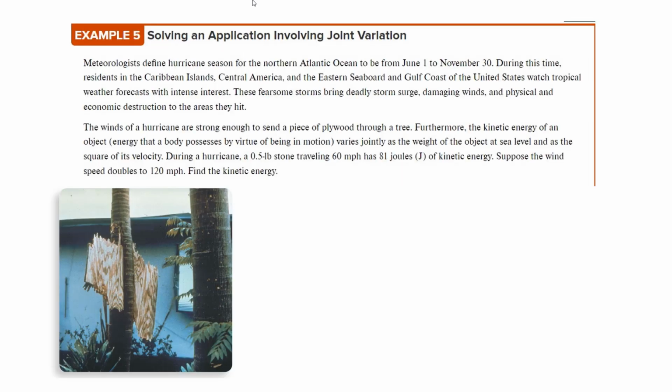So be careful. Solving an application involving joint variation. So this is about hurricanes, and the winds of a hurricane are very damaging. And you can see that picture where a piece of plywood shot through a tree because the wind is that powerful. So we can see that the kinetic energy of an object varies jointly as the weight of the object at sea level and as the square of its velocity. So during a hurricane, a 0.5 pound stone traveling 60 miles per hour has 81 joules of kinetic energy.